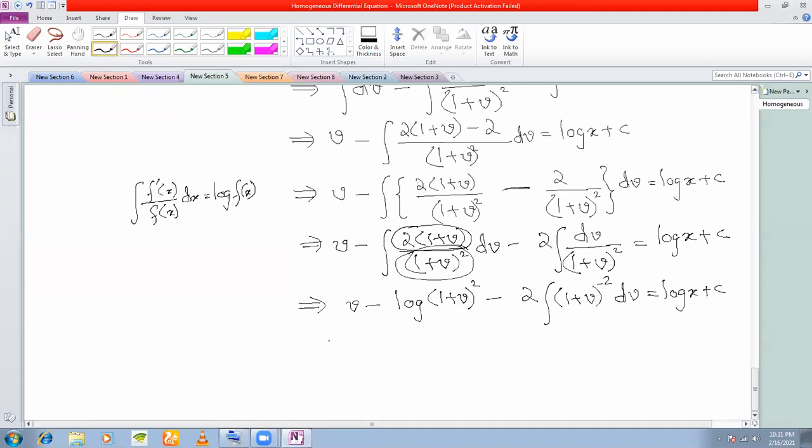right? So you get v minus, you can write log (1 + v)² as 2 log (1 + v).